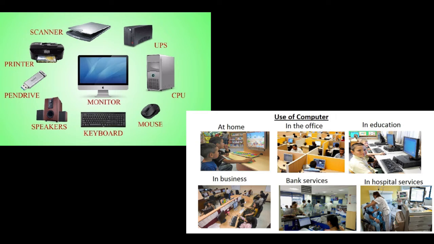Then we will know how the computer works. In this case, you will remember the IPO cycle. IPO means I means input, P means process, O means output.